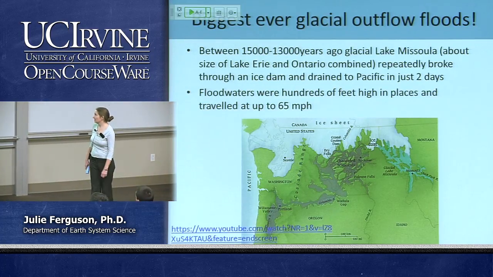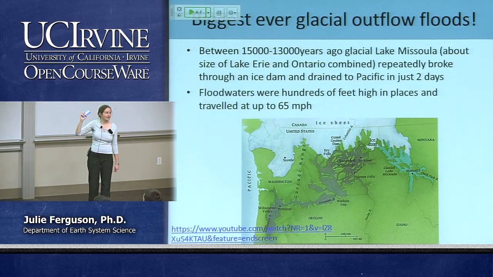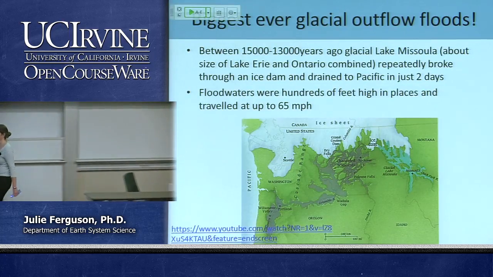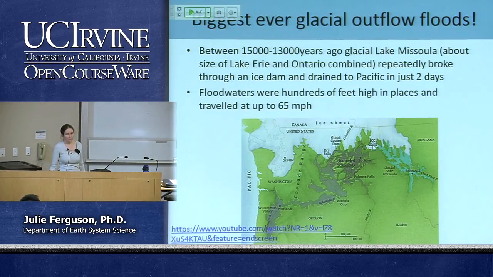And lastly, because it's really cool, here is the biggest ever outburst lake flood. There's the Pacific, there's Washington, Seattle. You can see that we had this big lake called Glacial Lake Missoula, and it formed at the end of the Ice Age as the ice sheet retreated northwards. In particular, you can see marked on there an ice dam. That one ice dam was hundreds of meters high, and it was holding back enormous quantities of water. And all of a sudden, one day, it just burst, and that whole lake drained into the Pacific Ocean in just 2 days. The floodwaters were hundreds of feet high, and traveled at 65 miles an hour in places, and there's a really cool video there that you can watch that shows you that.